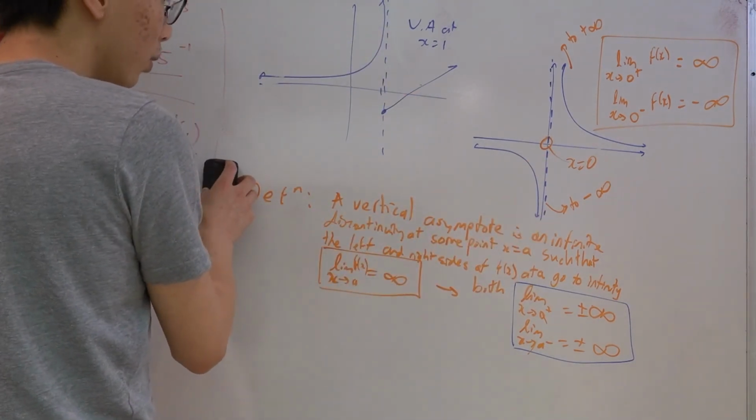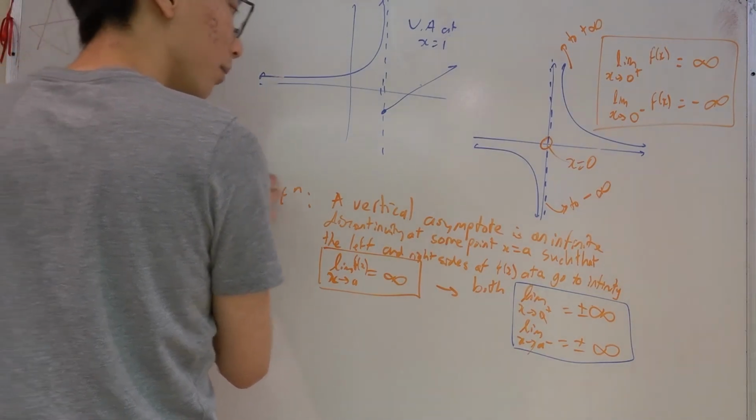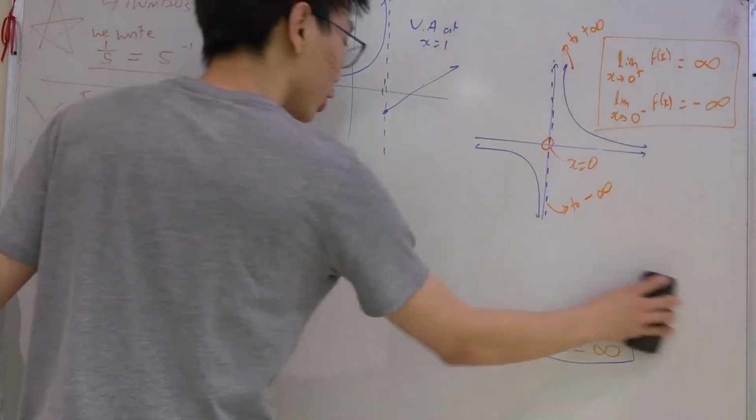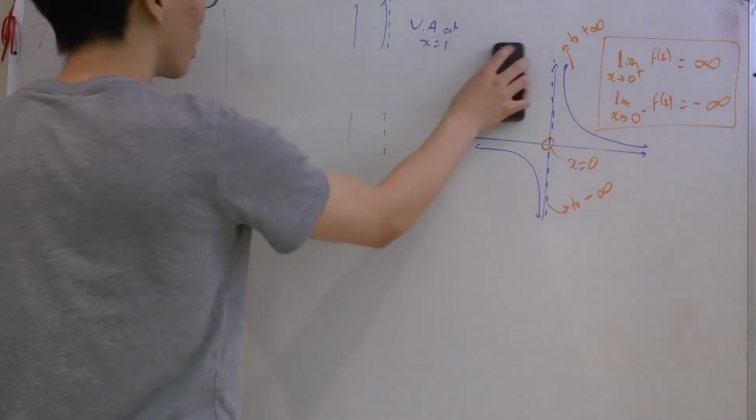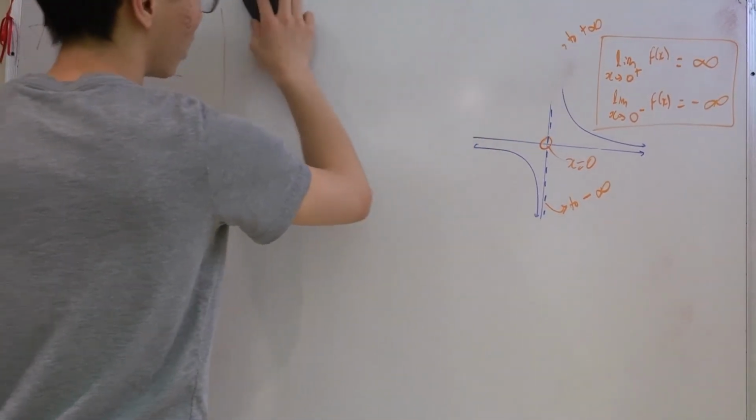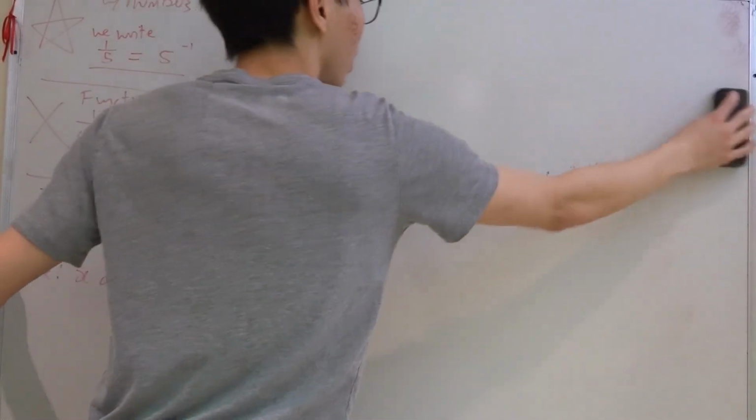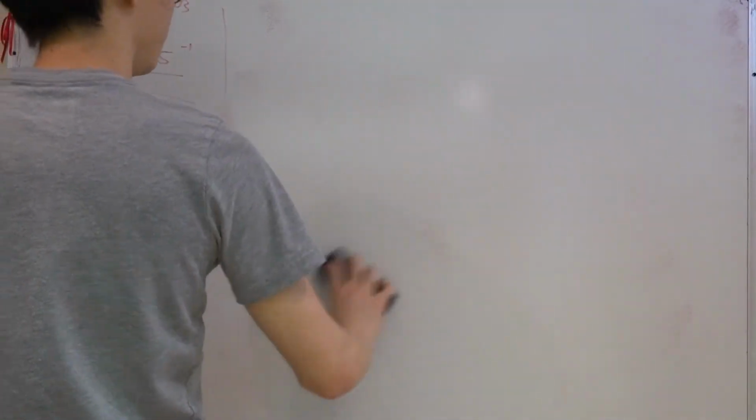So this is a really important definition for you to know. I'm going to erase it now. It's a very important definition because when we're doing rational functions, you'll find that we come across these vertical asymptotes very, very often. Okay, here's another one.